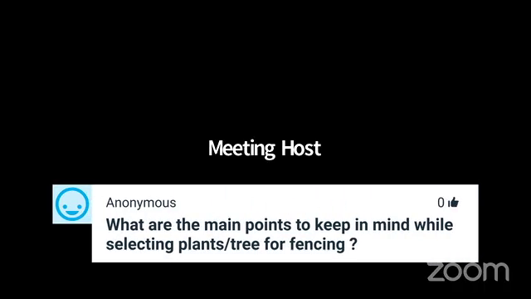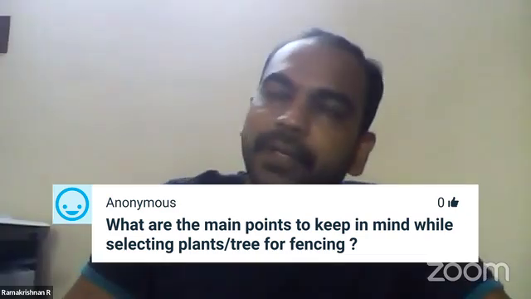What are the main points to keep in mind while selecting plants or trees for fencing? It is a traditional method. If you do anything wrong, no issue, sir. Why? Because our traditional method is live fencing. They did not know the name at that time, and there was no mechanical fencing, but they selected planting materials that protect our area, our farming land. So they were using it.